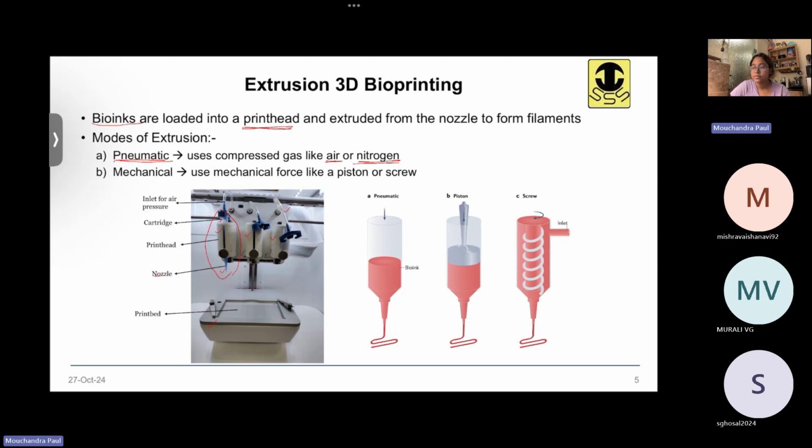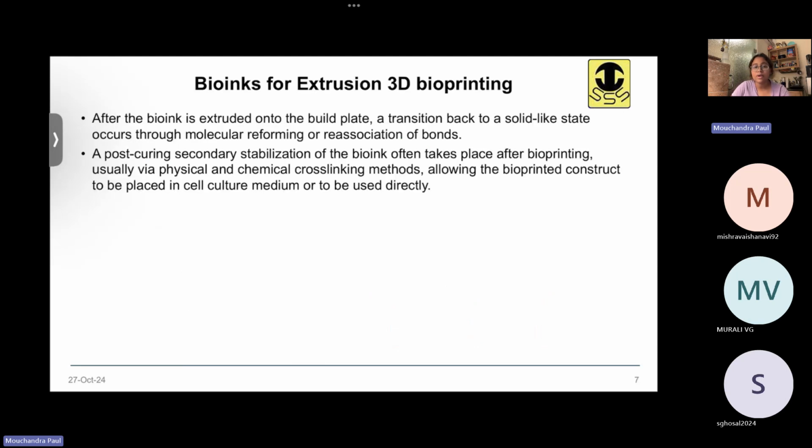As I told you, after the bioink is extruded on the build plate, it will regain its highly viscous state. At the molecular level, whatever bonds were dissociated due to the applied pressure will start to reform again, which is why the shape that you provided as a CAD model will be retained. It will not change over time.